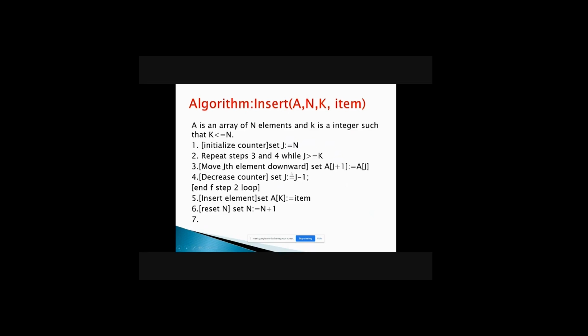Again, after moving, now your j value should be decremented. So one shifting is over. Now decrement your j. So now j becomes 8. Again check, again go to step 2. So 8 is greater than or equal to 5, as the condition is true. Again come to the third step.